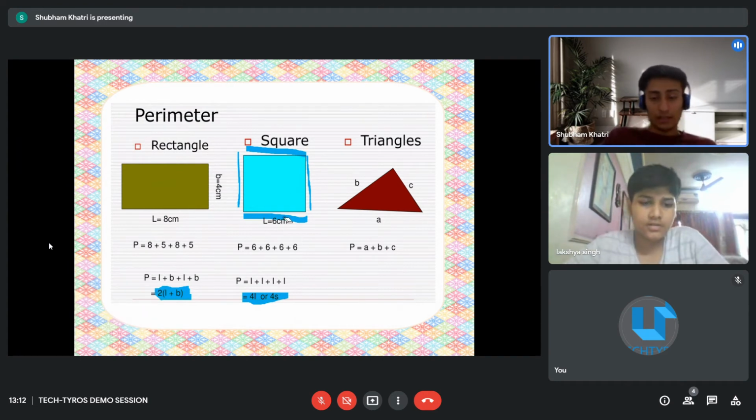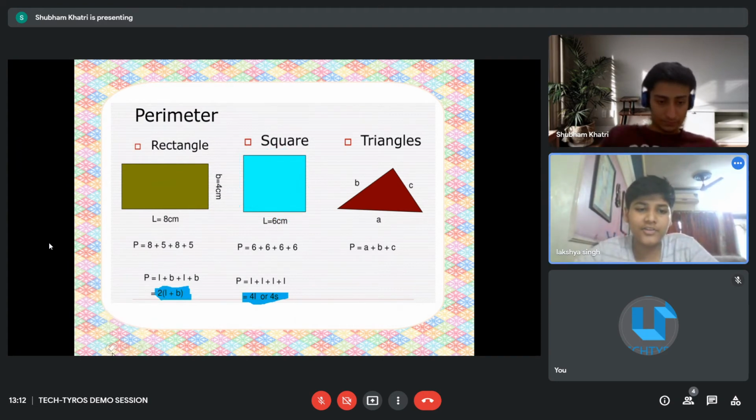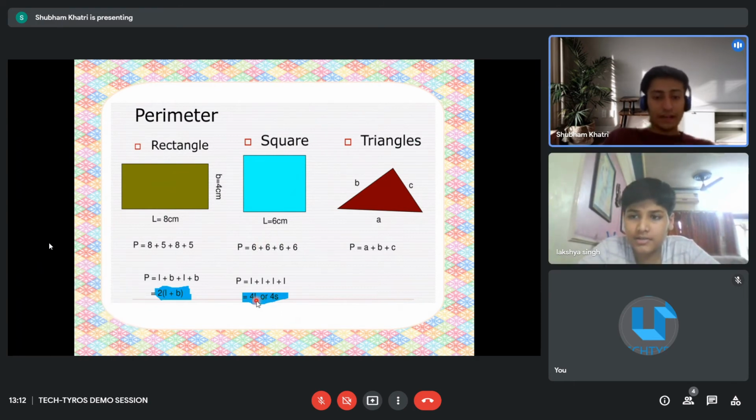Any doubts till here, Laksh? No, we can also calculate by that 6 multiplied by 4 and yeah, that we have written that only. See, 4 into s. What is s or what is l? L is 6, right? So 4 into 6 will be our answer. That is 24, right?